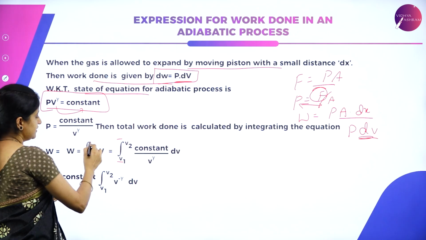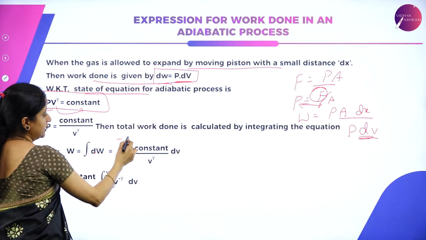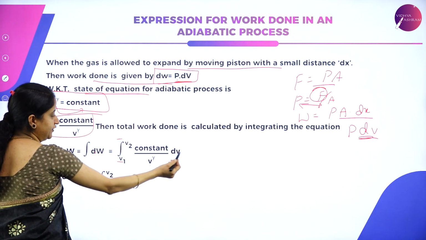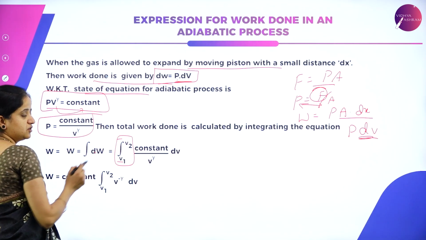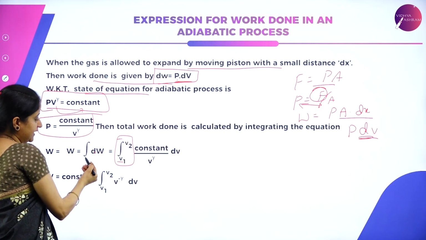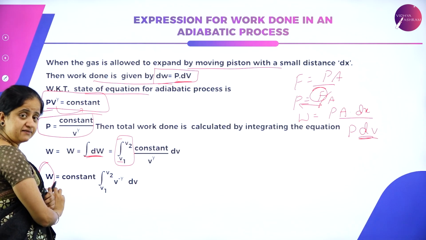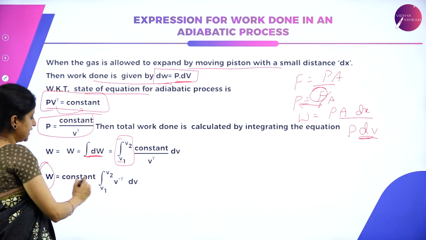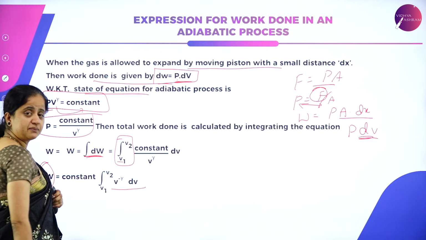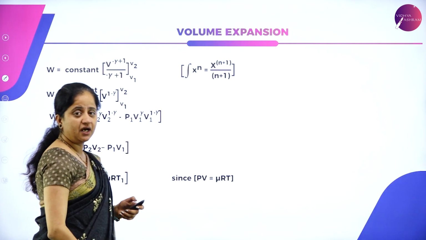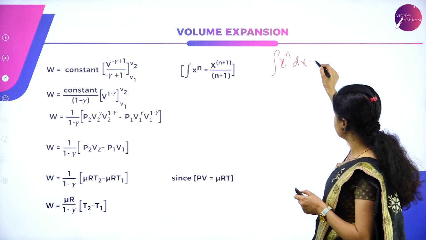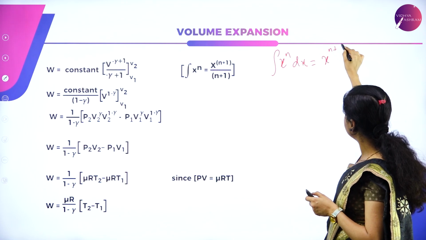Let us now derive the integral of dW, the small work done, which is equal to the integral of constant divided by V^γ into dV, with limits V1 to V2, where V1 is the initial volume and V2 is the final volume. When you integrate the small work done, you get the total work done W. The constant can be taken outside, and we write the integral from V1 to V2. V^γ, when it goes to the numerator, becomes V^(-γ) dV. This is of the form integral of x^n dx, which is x^(n+1) divided by n+1.